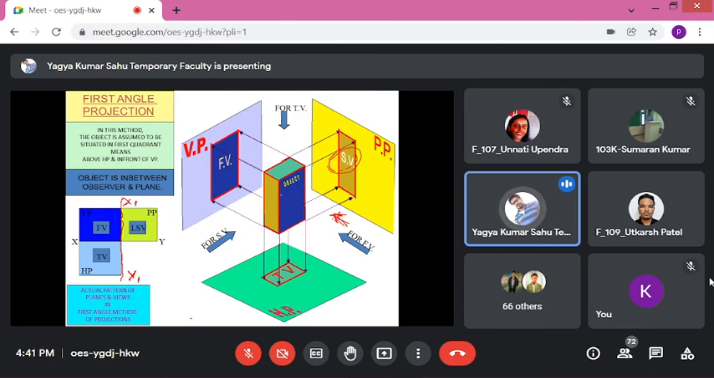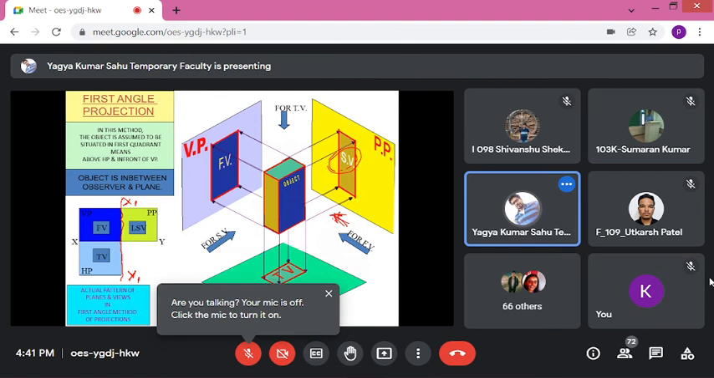What about the right hand side view? You will get another plane here. If you place another plane parallel to the profile plane on this left hand side, you will get the right hand side view on that particular plane. Is it? What will be the position of that right hand side view? Third quadrant. No, not third quadrant. In the first angle projection, I'm showing you.